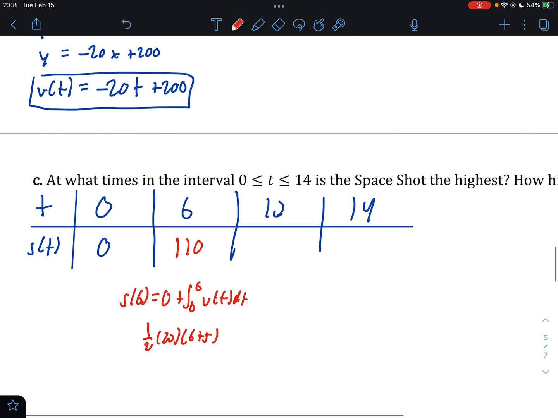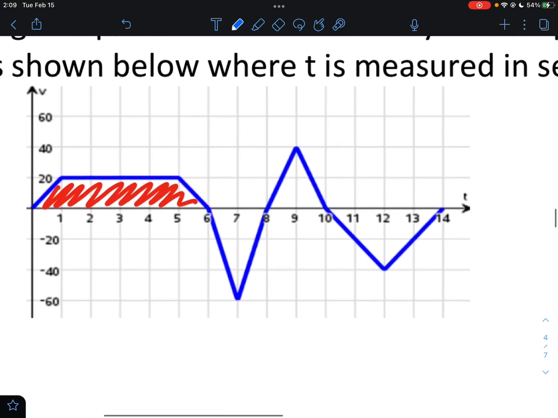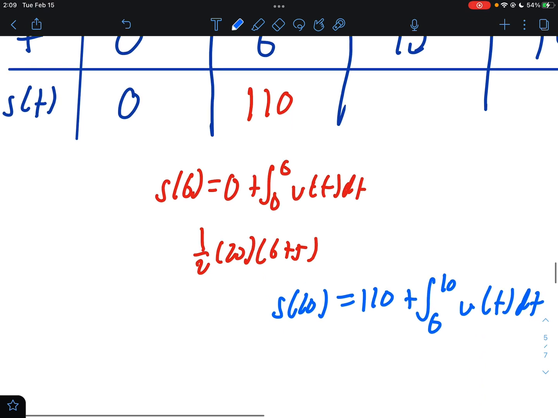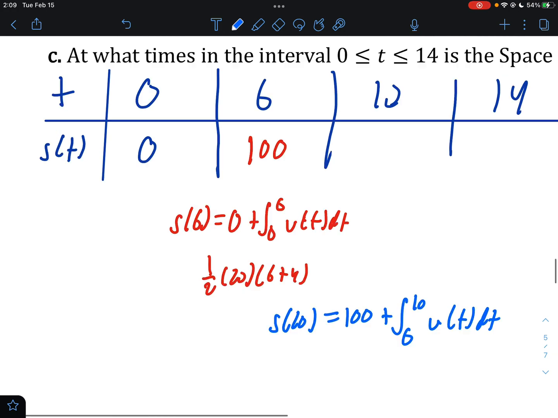And then for 10, we can start there. We can say s of 10 equals 110 plus the integral from 6 to 10 of v of t. Oh, wait a minute. I just realized that this base is 4. Sorry about that. So that'd be 10 times 10, or 100. I should go back and change all these. So 100 plus the integral from 6 to 10 of v of t.